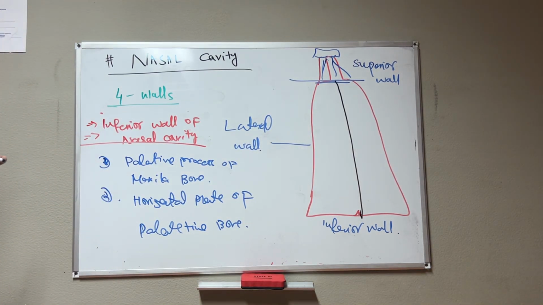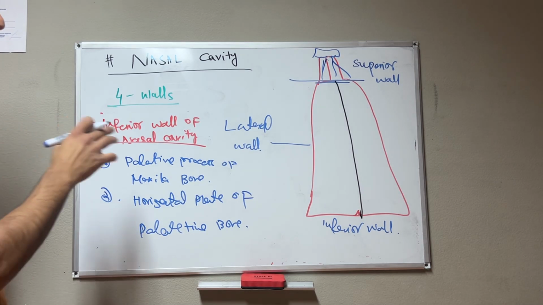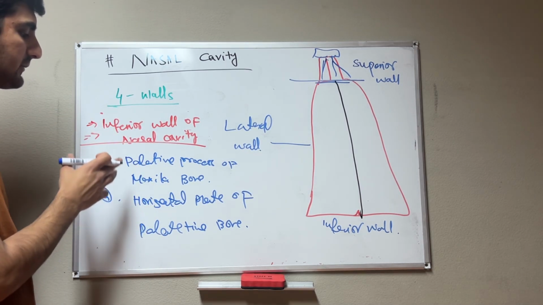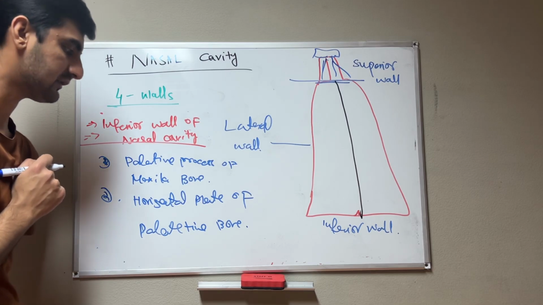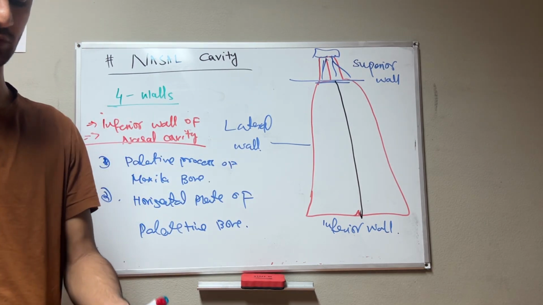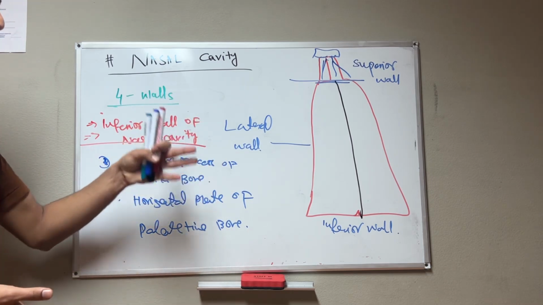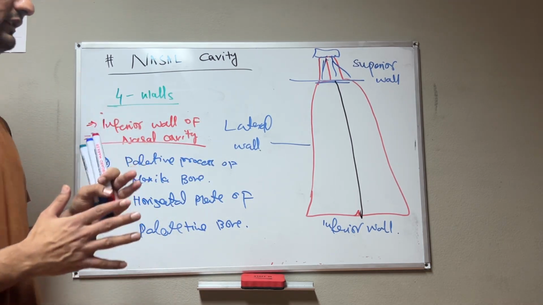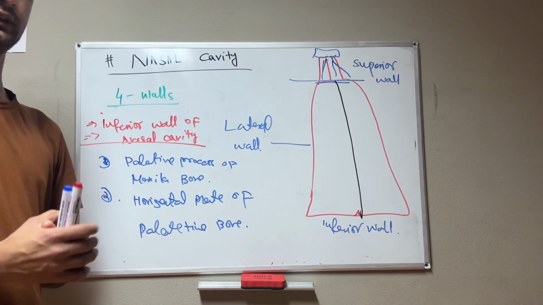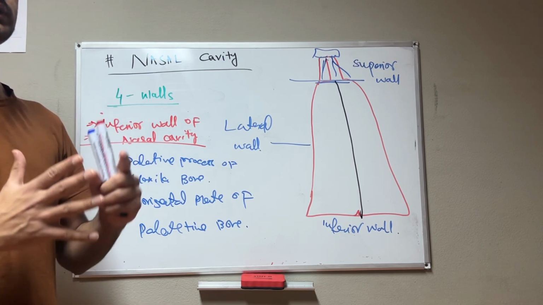Processes palatinus of os maxilla bone, of os maxilla, and lamina horizontalis of os palatinum. These are the two formations, the palatine process of the maxilla bone and the horizontal plate of the palatine bone, which take part in the inferior wall of the nasal cavity. These are the two walls which we discussed in the nasal cavity, but it's very short and very easy for understanding.